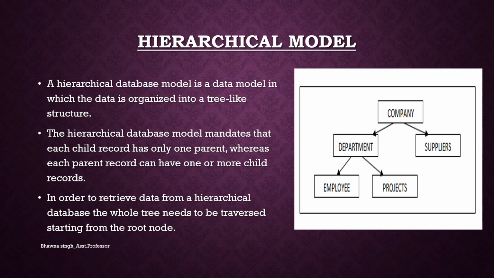For example, in this figure also, the company is the root node and it has many departments or many suppliers. And the same is the case with the department. Department is the root node and it can have many employees and many projects as its children. So it is showing the one-to-many relationship.